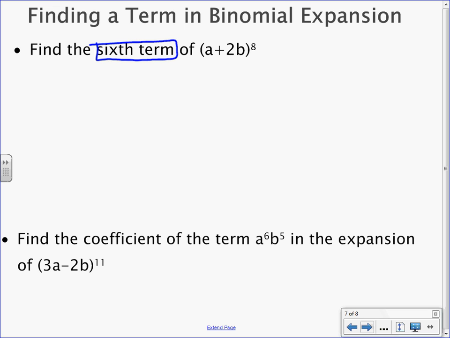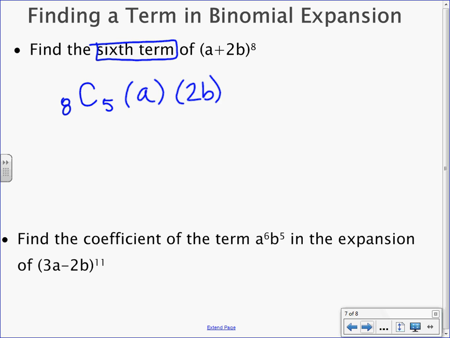I want the sixth term of a plus 2b, the quantity to the eighth. Now, if we expanded this out, this would be twice, right? Okay. Now, let's think about this. Our first term is going to start with 8 combination 0. So if I want the sixth term, we want 8 combination 5. Everyone okay with that logic? Okay. We're going to have a to a power, and we're going to have 2b to a power.